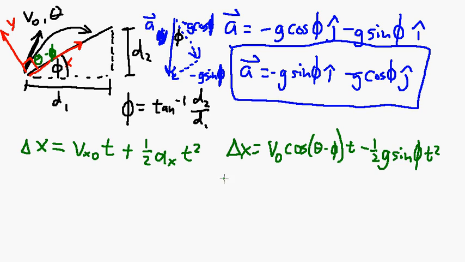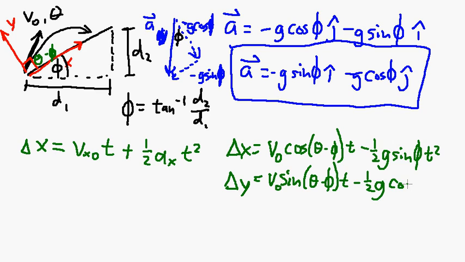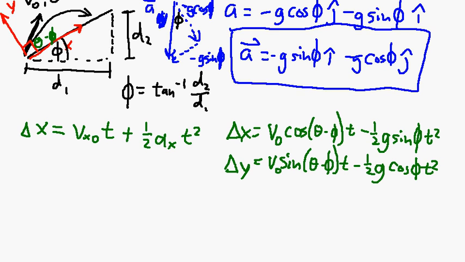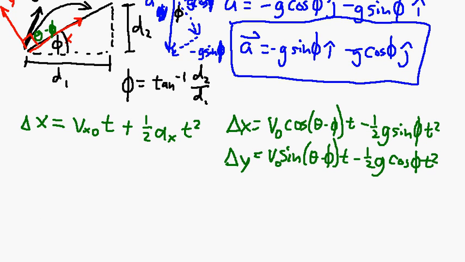Okay, and then delta y, I'm going to skip some of the intermediate steps here and just do v naught sine theta minus phi times t minus 1/2 g cosine phi t squared. So again, it looks like a huge pain, and arguably it is, but what we want to do now is solve for when delta y equals 0, and that gives us when we touch down. So suddenly this becomes actually quite easy.